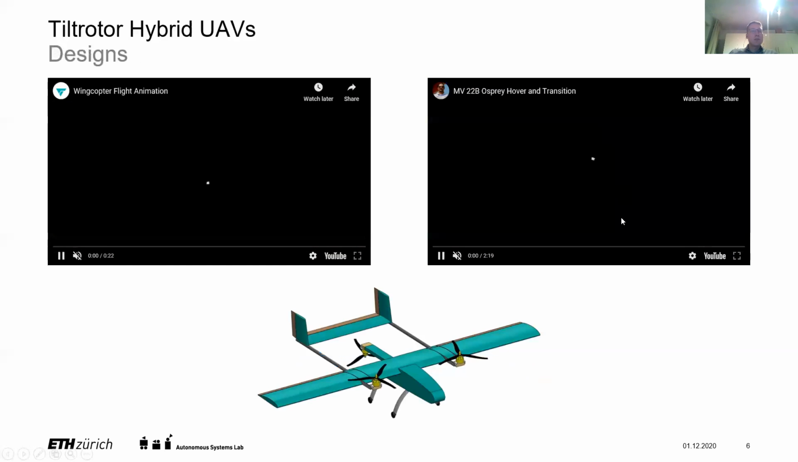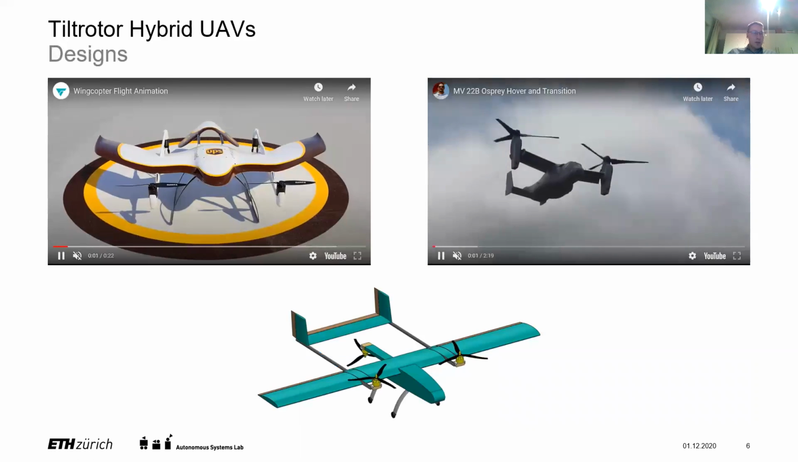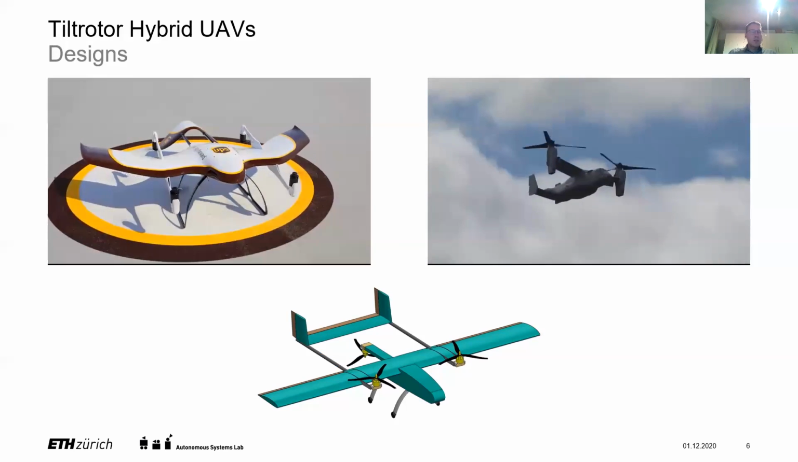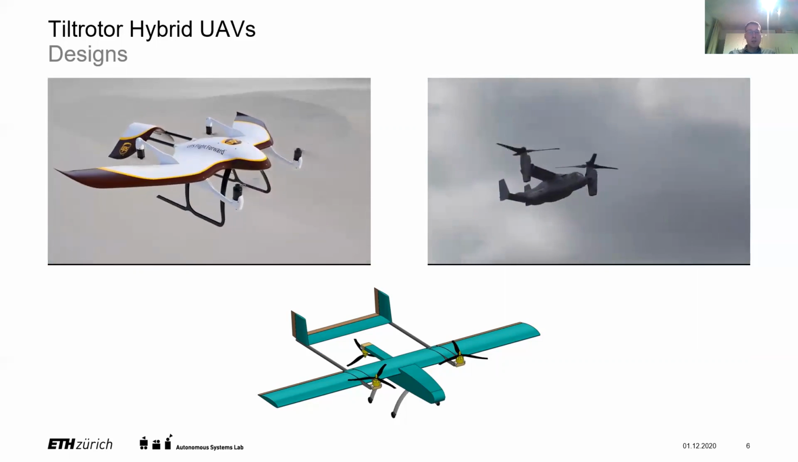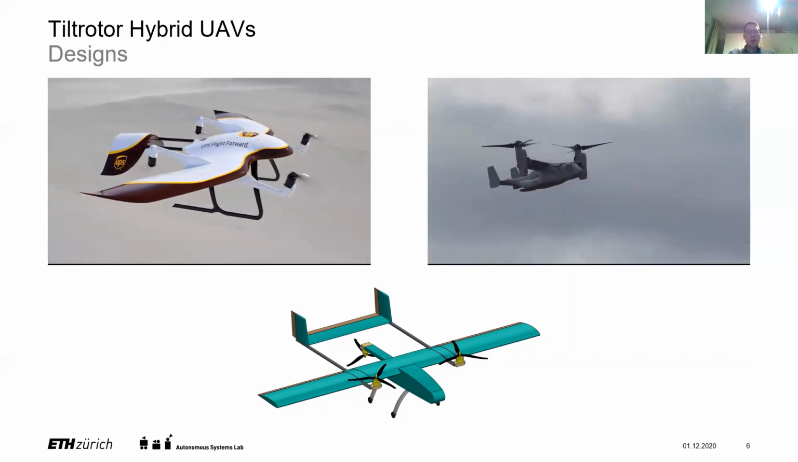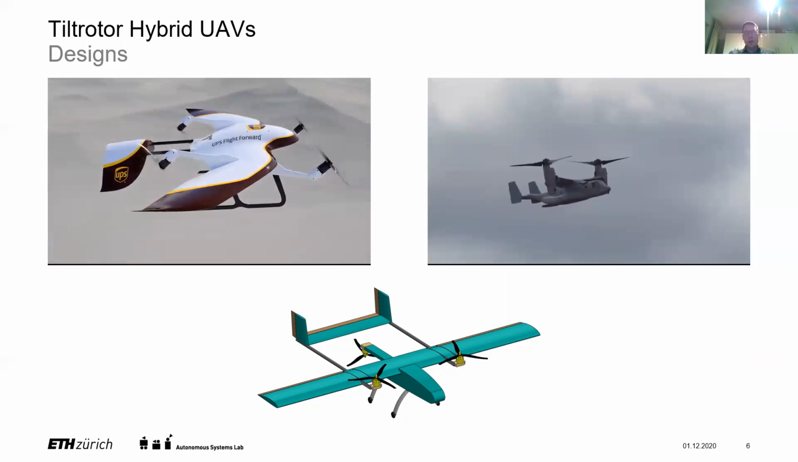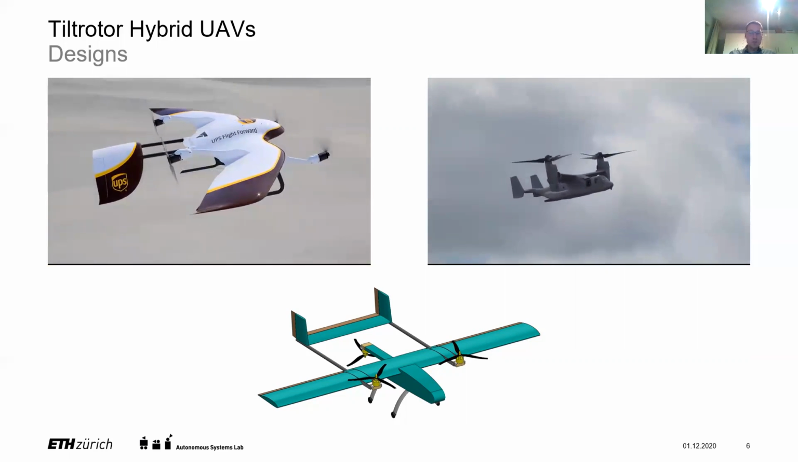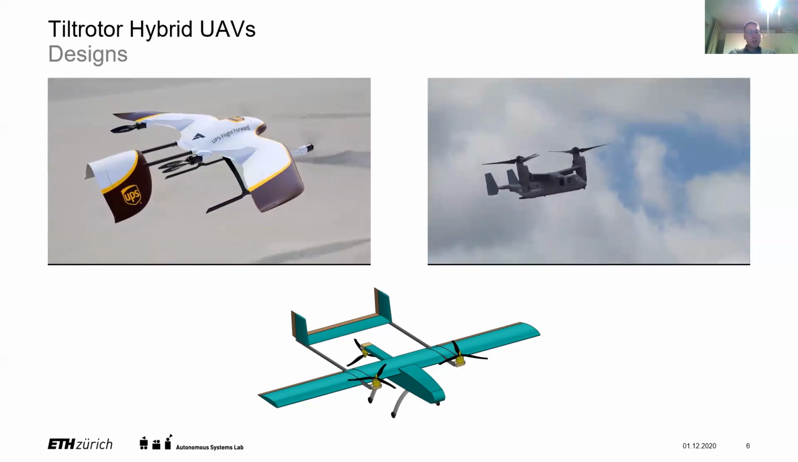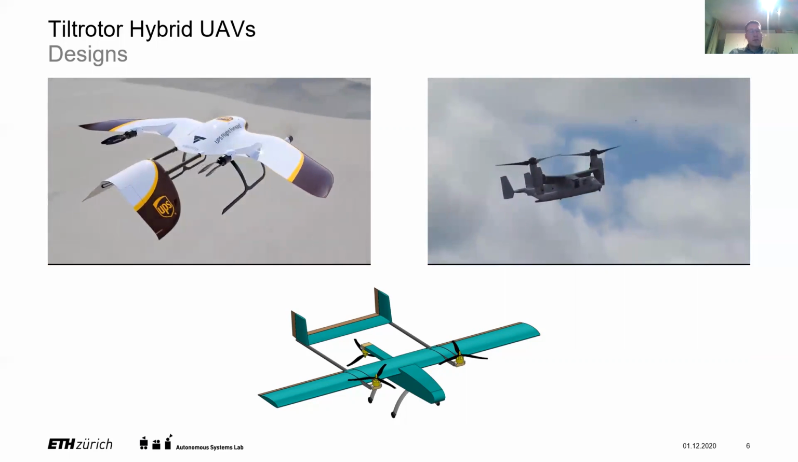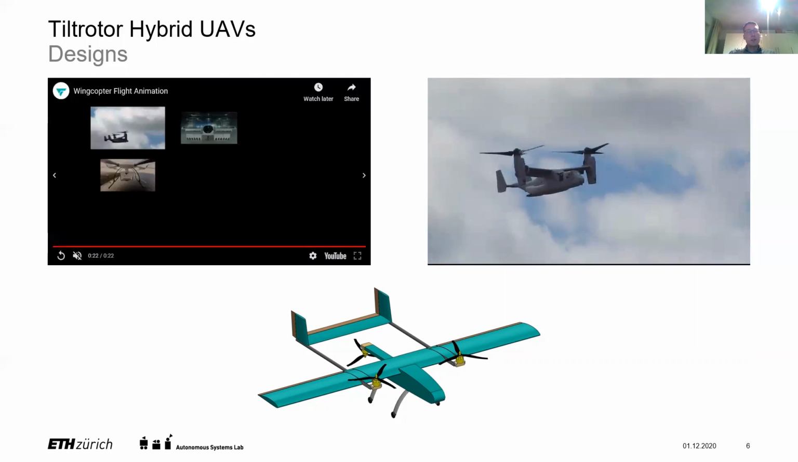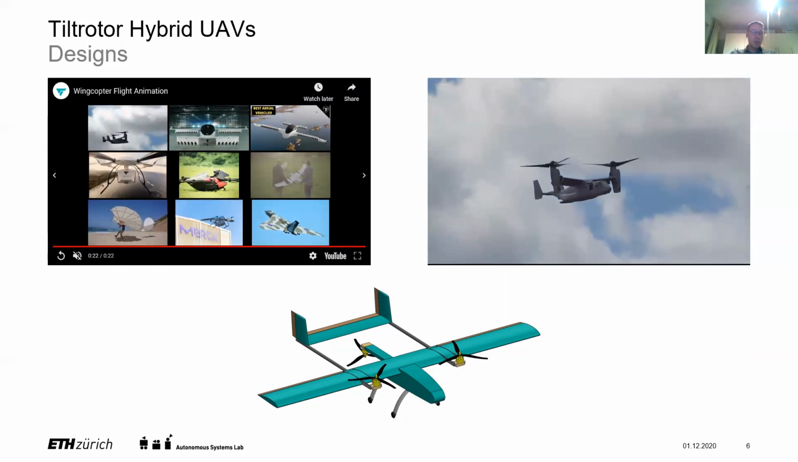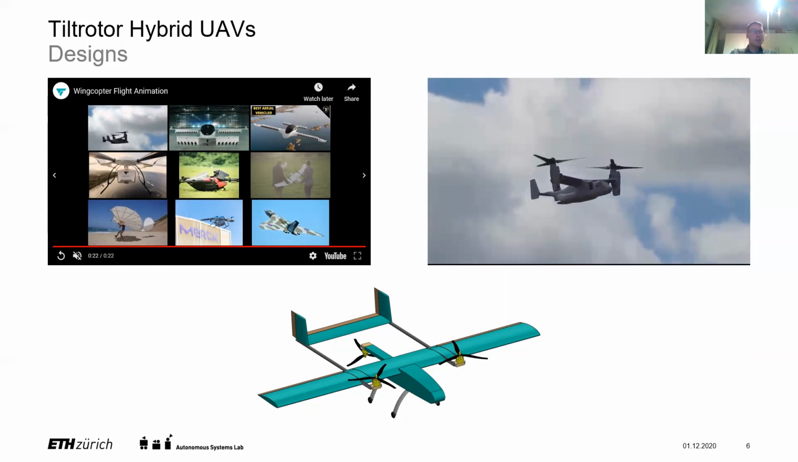So just start these videos. And so the key idea behind all these designs, and the really key concept behind tilt rotor vehicles in general, is that they can tilt the propellers and only the propellers. This is the important part. So in this way, when they can reorient the propeller, they can reorient the thrust either vertically for rotor wing flight or horizontally for fixed wing flight.